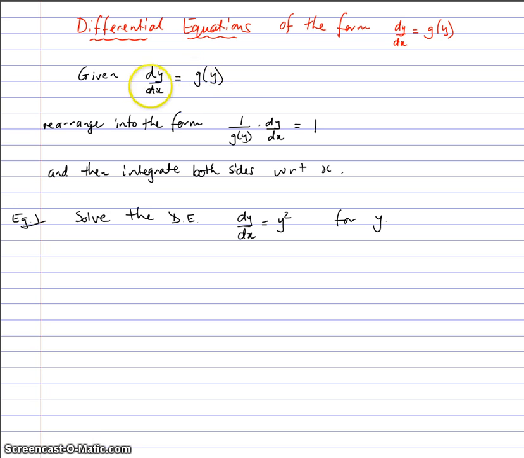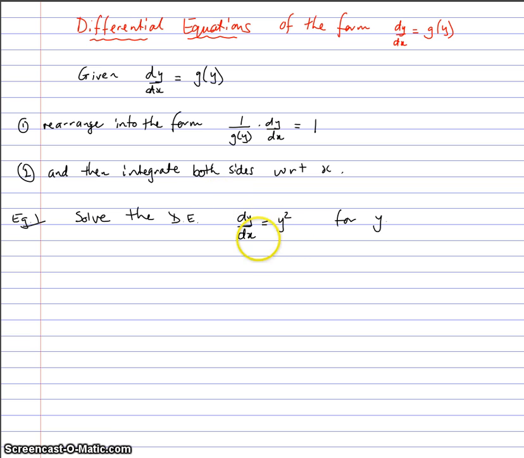So we divide both sides by the function of y. In doing so we end up on the left hand side with 1 over g of y, whatever that function is, times dy/dx equals 1, because g of y divided by g of y, of course, will be 1. And that's the first step. The second step is to integrate both sides with respect to x.